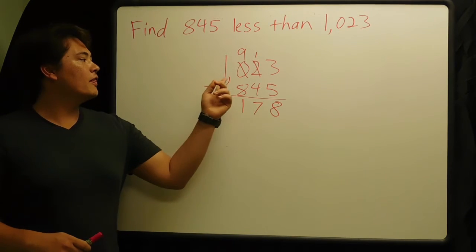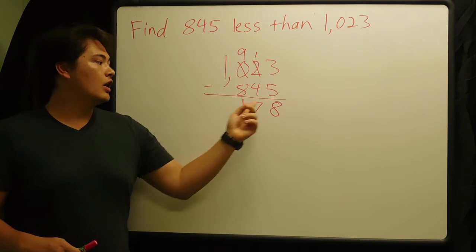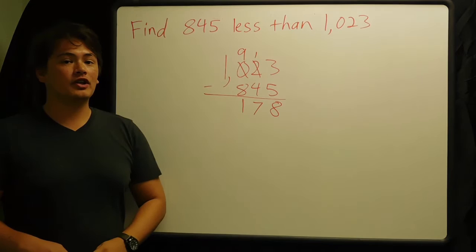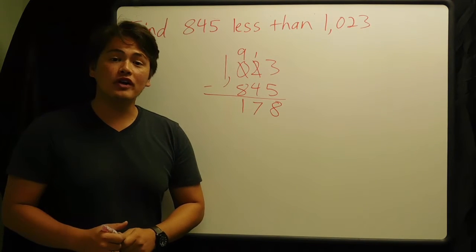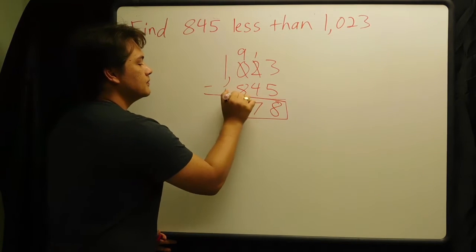So 1,023 subtracted by 845 would give us 178. So 178 is our final answer.